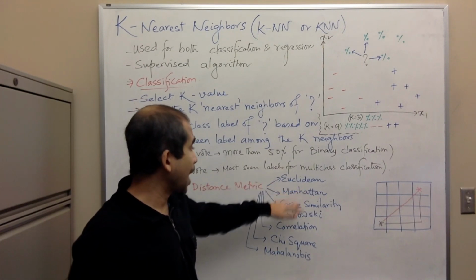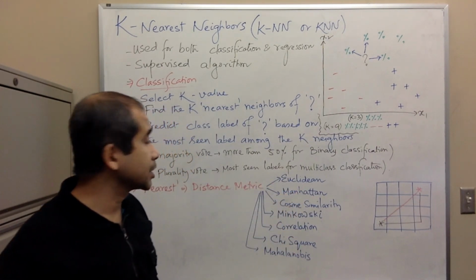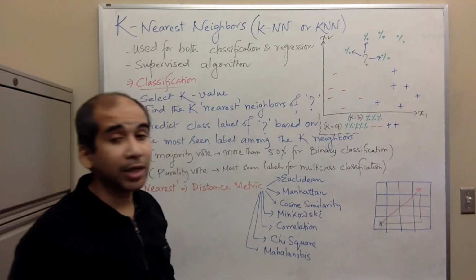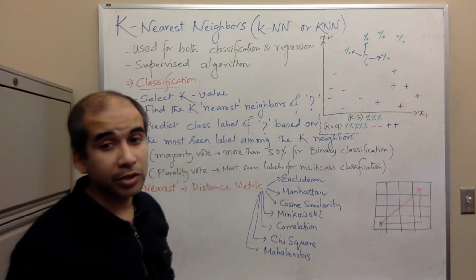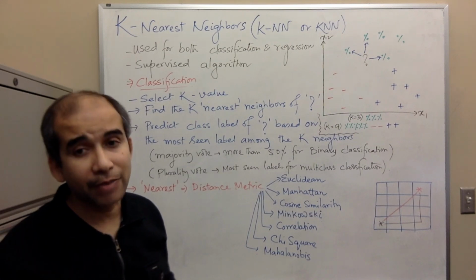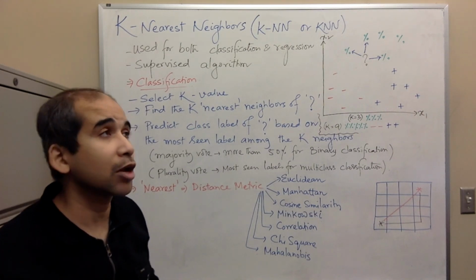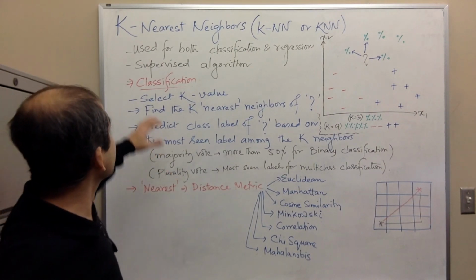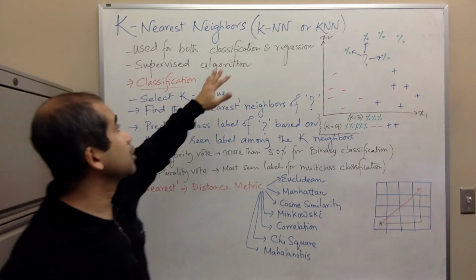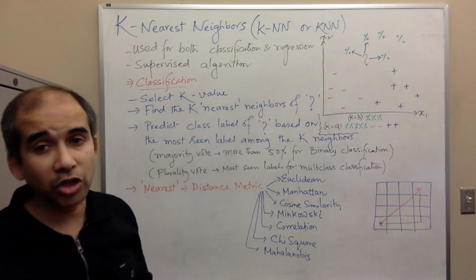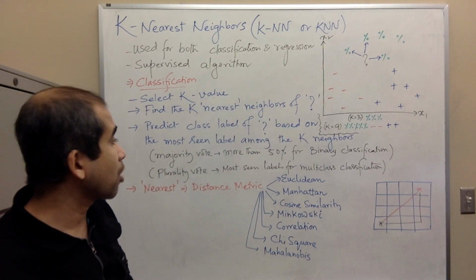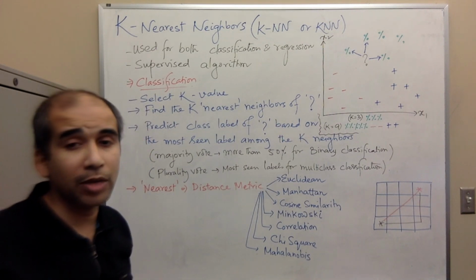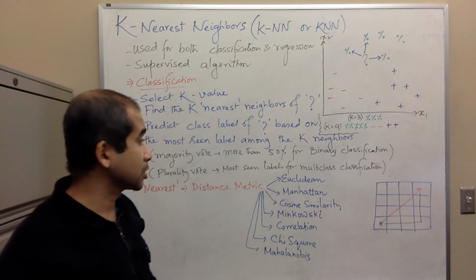Euclidean metric, Manhattan metric, cosine distance or cosine similarity metric, Minkowski, correlation, chi-square, Mahalanobis, Jaccard. There are so many different types of distance metrics used depending on the data types and many other features. As I said, this k nearest neighbor algorithm can be used for both classification and regression. For classification problems, maybe Euclidean or Manhattan is good. For a regression problem, maybe Mahalanobis distance will be better.